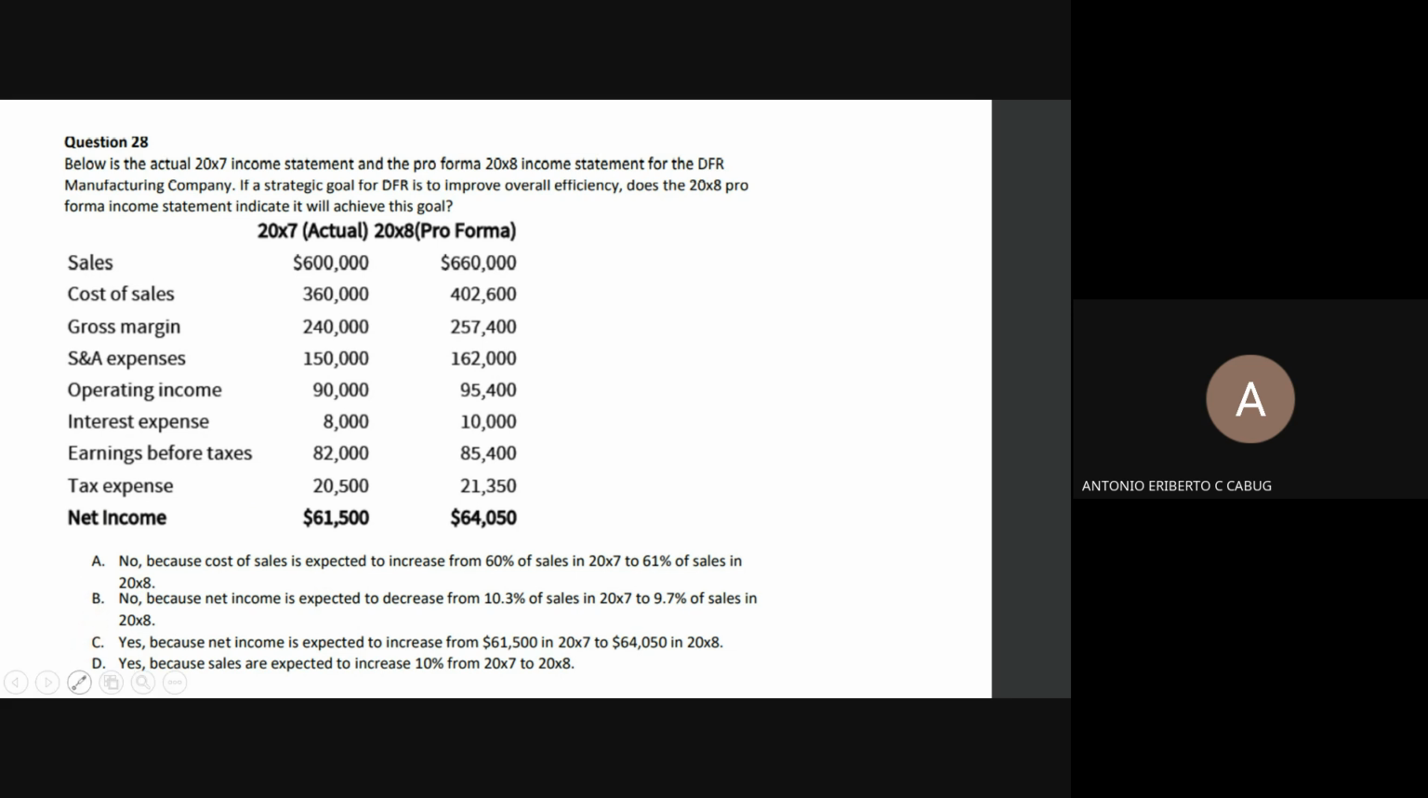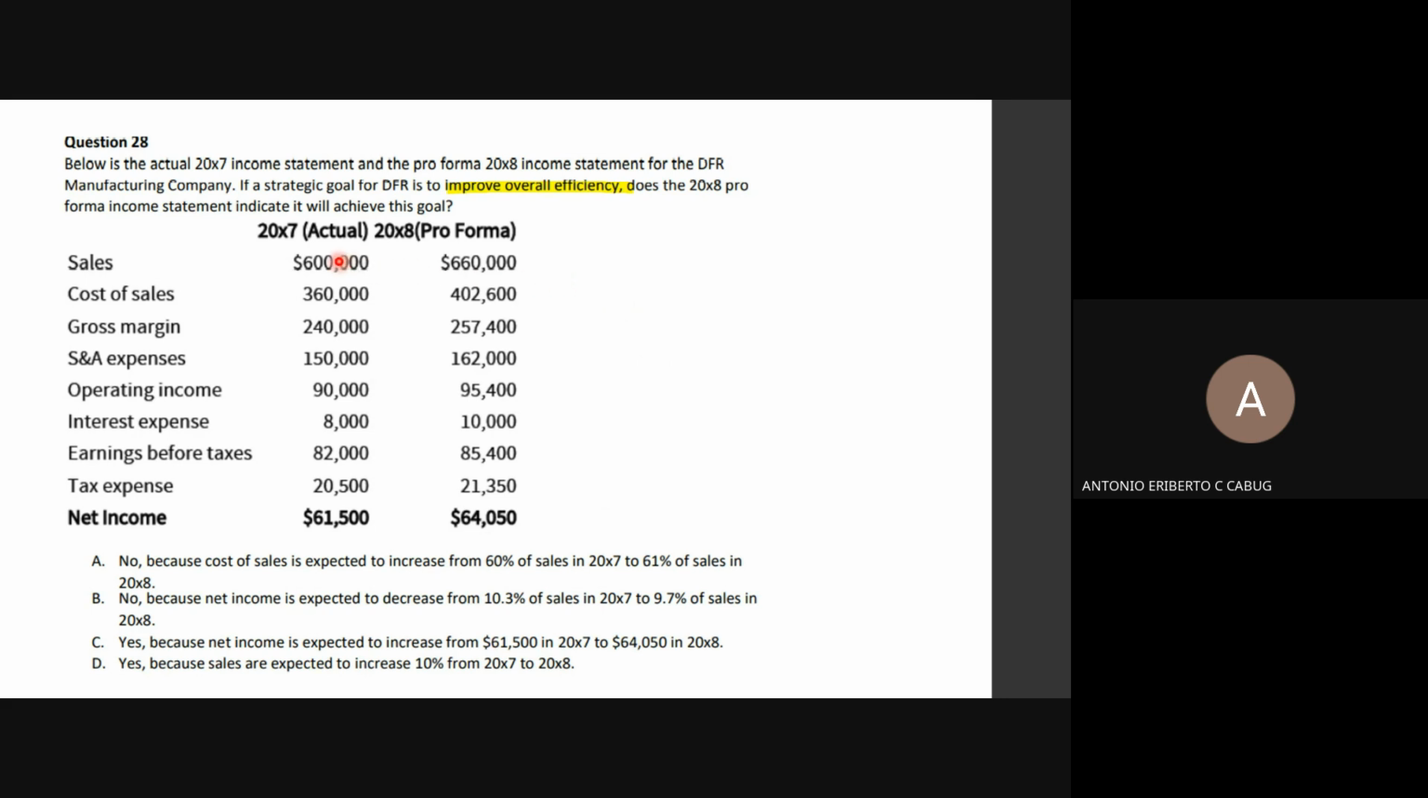Okay. This time the goal is to improve overall efficiency. If we're talking about overall efficiency, it should be the total expenses, no? As a percentage of sales. So hassle naman kung isa-isahin nyo, no? Ito-total nyo muna yung expenses. What you can do is to look at net income, express it as a percentage of sales.